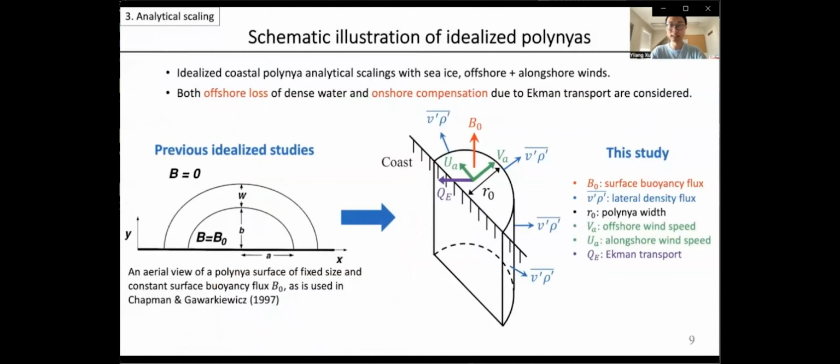Now, for the second part of this study, we have made some updates to the analytical scalings in some previous studies. The pictures are an idealized polynya water column. B0 is a surface buoyancy flux due to buoyancy reduction. Now, we have added the wind effects to the previous analytical work. In our new analytical scaling analysis, the offshore winds carry the dense water away from the polynya, and this is represented by the lateral density flux v'ρ'. When alongshore easterly winds are present, the Ekman transport in the right figure, QE here, is onshore and constrains the offshore dense water outflow.